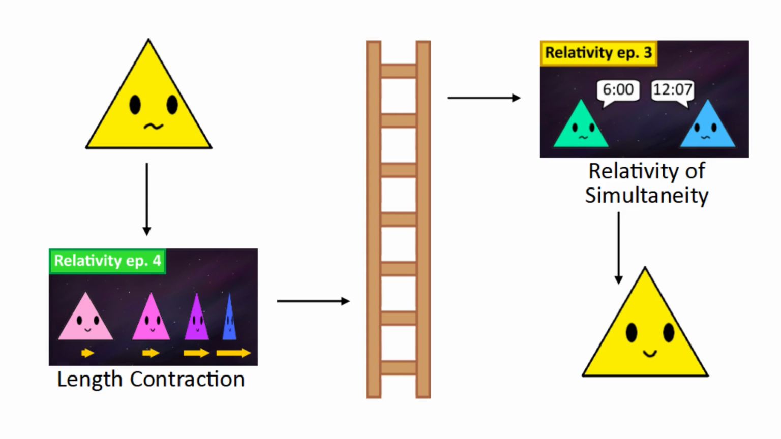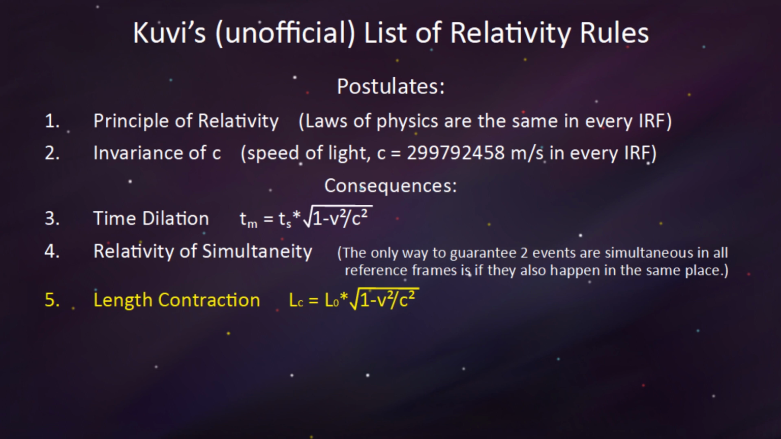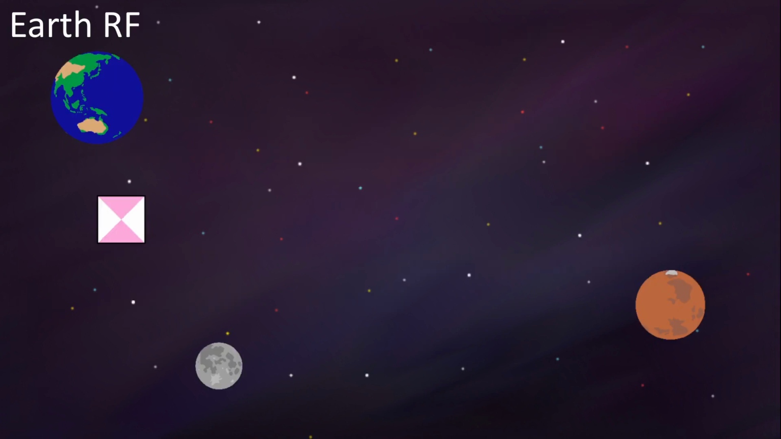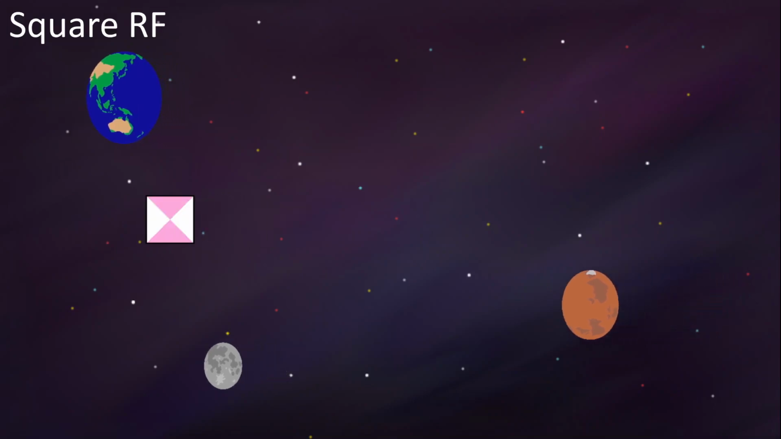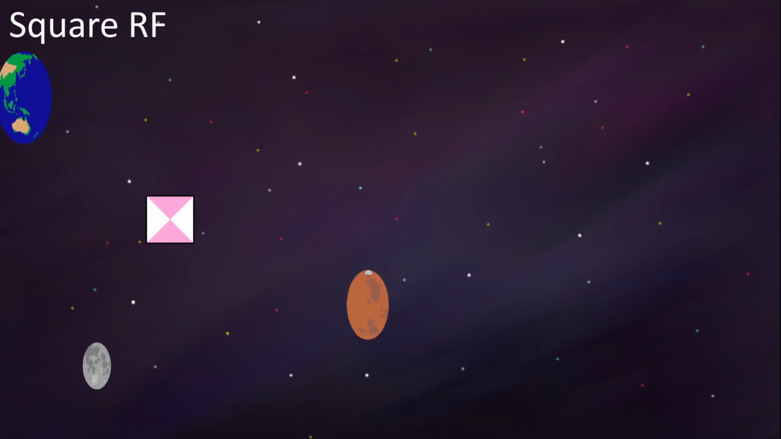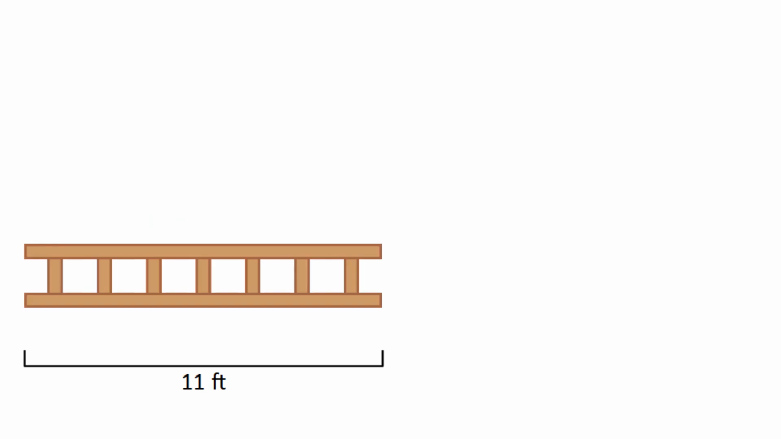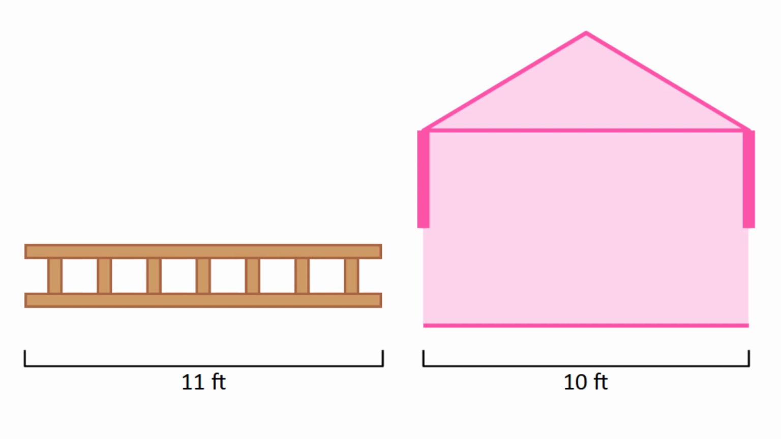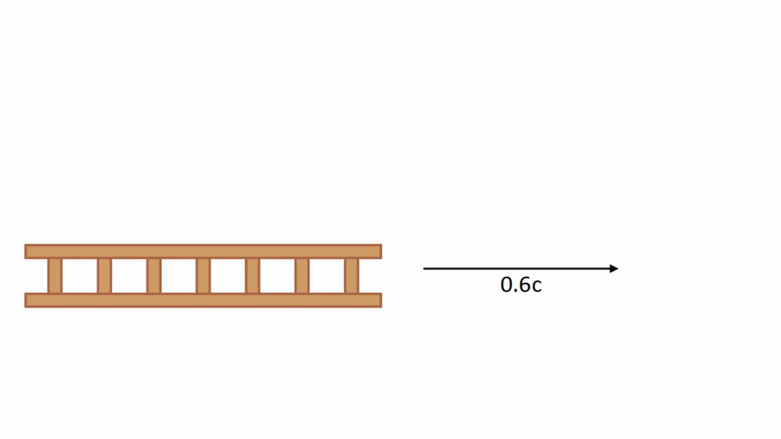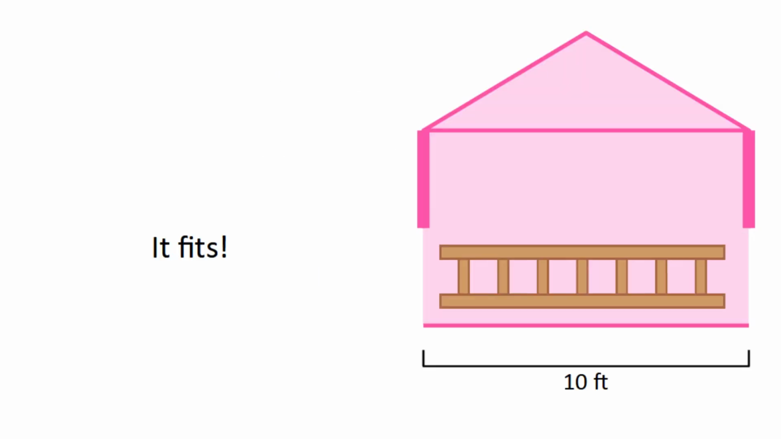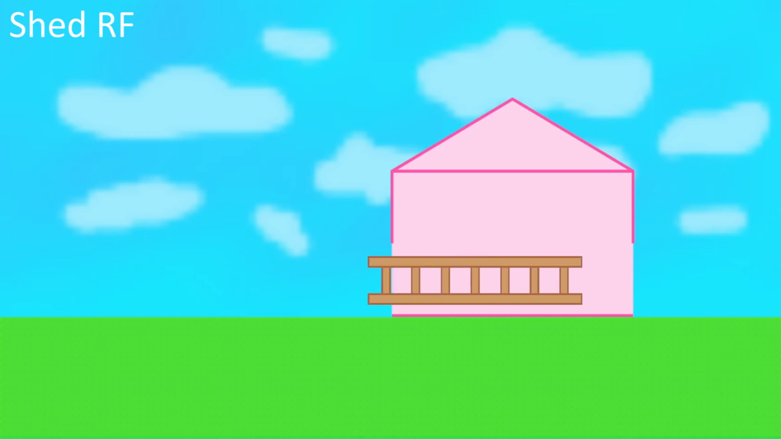So in the last episode, we derived an equation for length contraction, which states that as an object moves faster, its length is contracted along the direction of motion, and in the object's reference frame, everything else is contracted, including the space between objects. When we applied it to an example, though, it led to an apparent contradiction. Here's the situation. Imagine an 11-foot ladder passing through a 10-foot long shed. If the ladder moves at 0.6 c, its length will be contracted to only 8.8, which is less than the shed, meaning it will fit completely within the shed at some point.